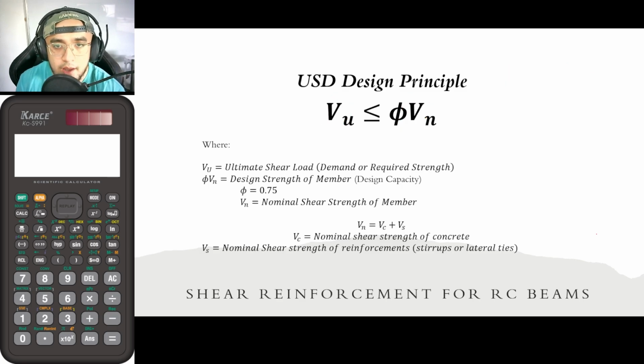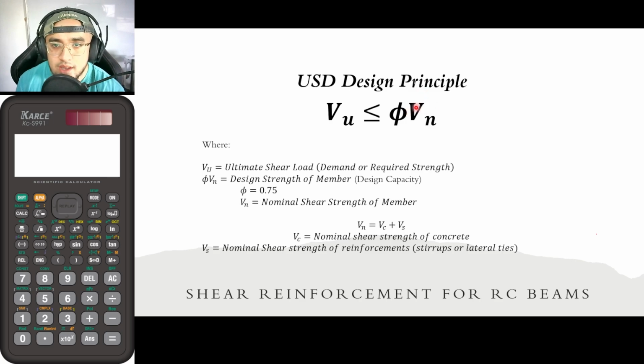So for Vu, this is now the ultimate shear load. This is the demand, or the required strength. And this must follow the load combination according to strength, so it is either 1.2 dead load plus 1.6 live load, or 1.4 dead load, etc. So it must be factored.